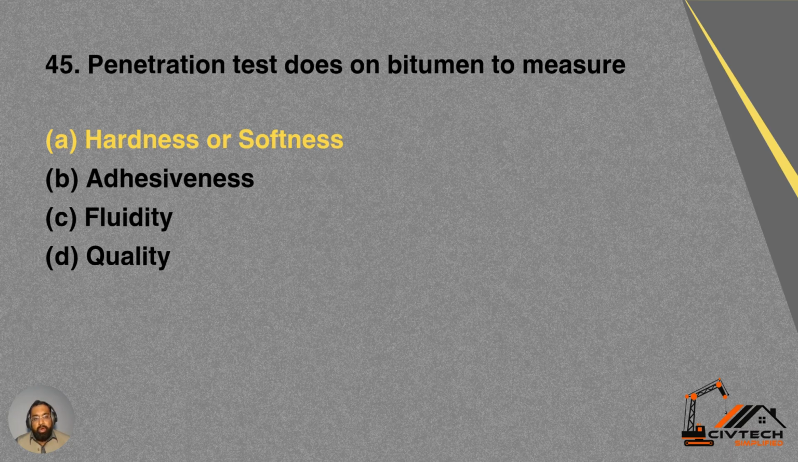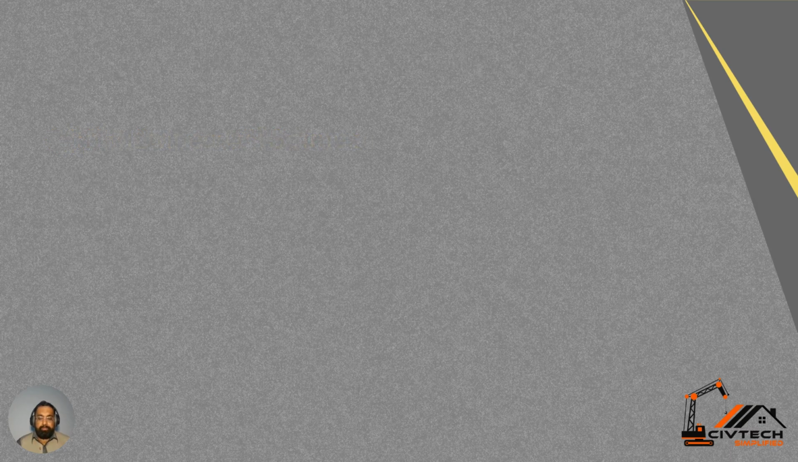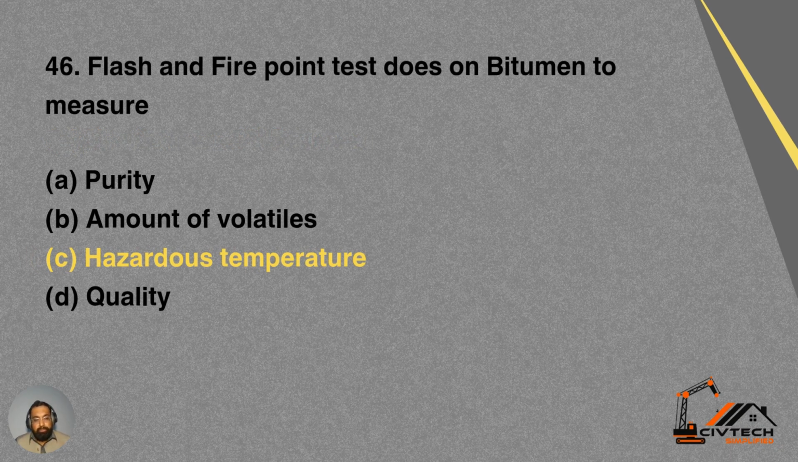Question 45. Penetration test is done on bitumen to measure. Why do we do the penetration test? Option A, hardness or softness. Option B, adhesiveness. Option C, fluidity. Option D, quality. Penetration test on bitumen is done just to measure its hardness or softness. So A is the correct option for this question.